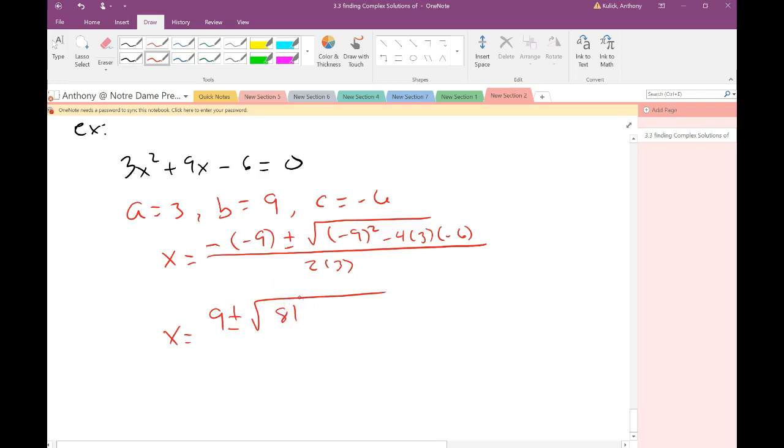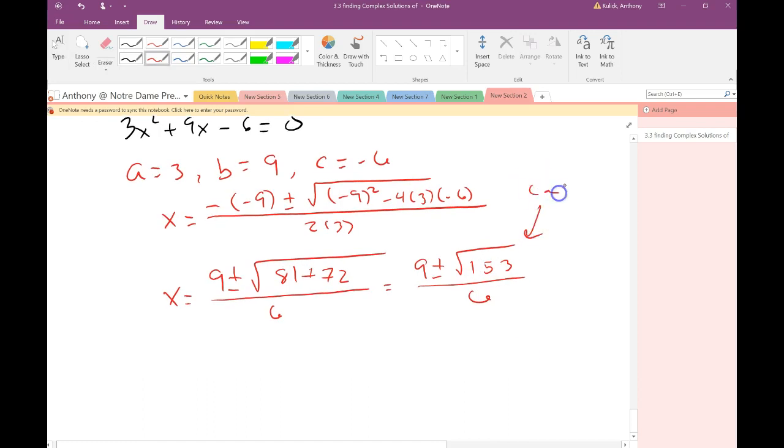9 plus or minus the square root of negative 9 squared, which is 81, minus 4 times 3 times negative 6, which is negative 12 times negative 6, so that's positive 72, all over 6. And then that's square root of 153 over 6. And the question is, can I reduce the square root of 153?